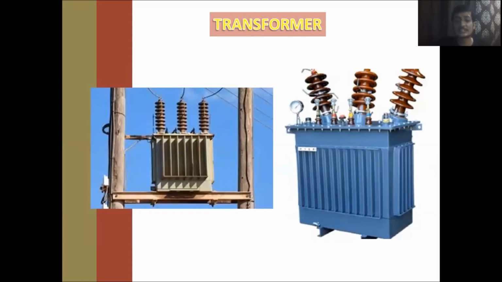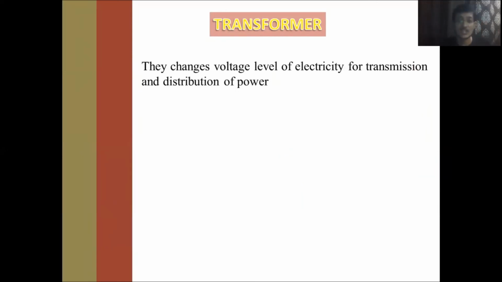A transformer is a device you might have seen outside your street, somewhere near your colony. What these do is change the voltage level of electricity for transmission and distribution purposes. When power is generated, it is generated at approximately 220 to 240 volts. But if we transfer the power at 220 volts, the losses will be very high. So we have to increase its level, and again for our home purposes, we have to decrease the level. That's where the transformer's role comes in.